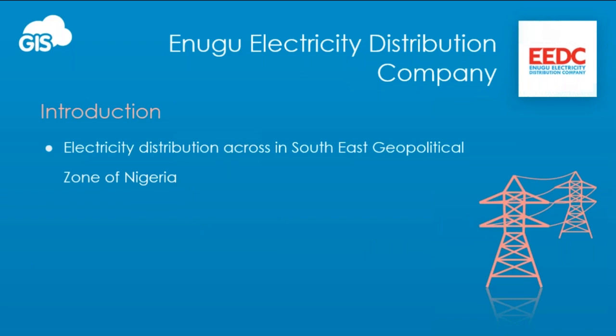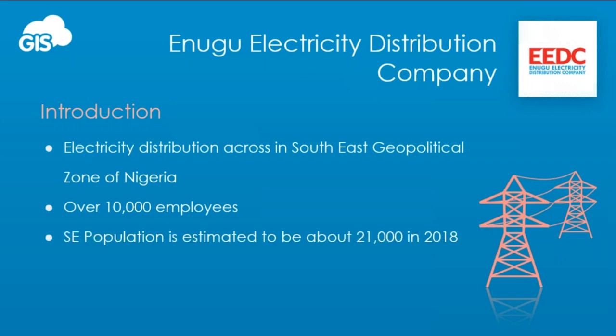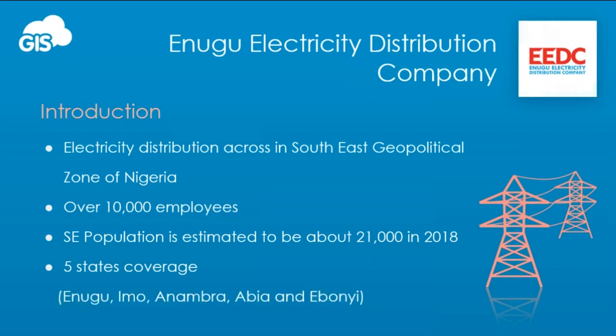Okay. So by way of introduction, Enugu Electricity Distribution is a distribution company, called a DISCO, in Nigeria, that distributes energy across the Southeast geopolitical zone of Nigeria. Enugu DISCO has over 100 employees. The Southeast population is estimated to be about 21 million in 2018, and this covers the 5 states of Enugu, Imo, Anambra, and Abia states.